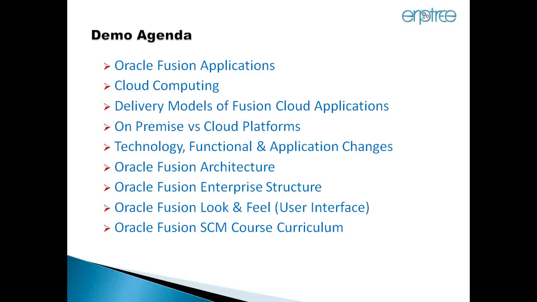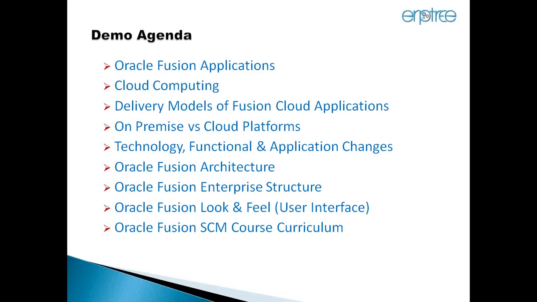After that, we'll try to find out the differences between on-premise and the cloud platforms, and we'll talk on a few points from a technical point of view, and functional as well as application point of view. What are the few changes compared to EBS or other applications? We'll see that. Then we'll talk about Oracle Fusion architecture. What is the architecture we have in the Fusion applications? We know very well what the architecture is in the case of EBS. We'll compare with EBS and talk on this point.